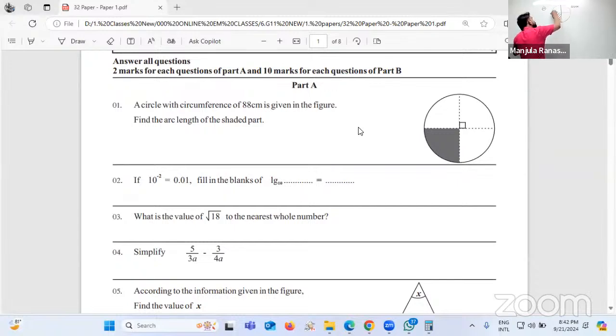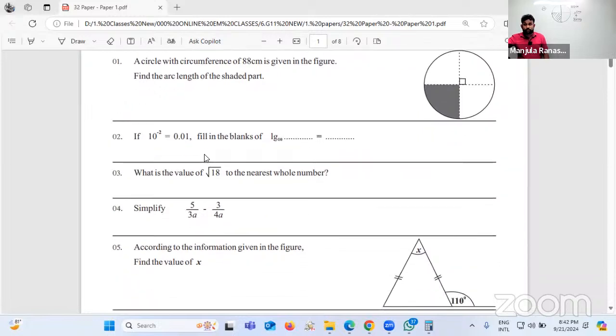Now you can see there is no need to apply any formula. The full circle is made of 4 such parts, so 4 such parts is 88 centimeters. How to find one part? Just divide 88 centimeters by 4. Then you get the answer, 22 centimeters. Just understand how the full circle is created, from 4 such parts. To find one part, just divide the whole circumference by 4. So that is 22 centimeters.